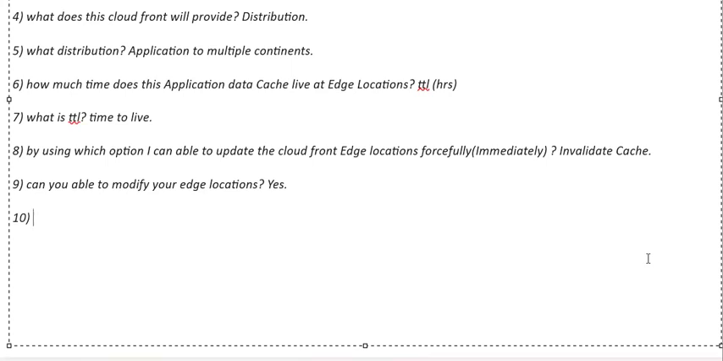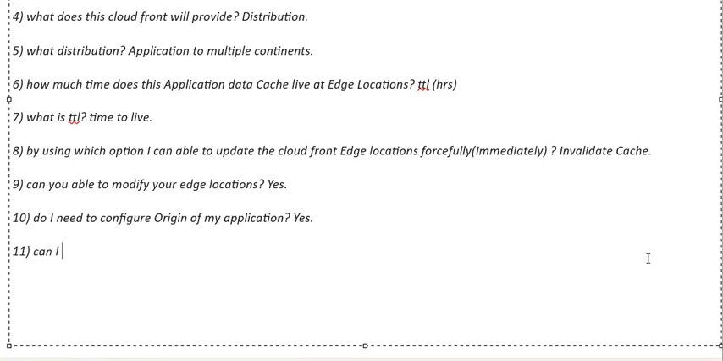While configuring my CloudFront, do I need to configure the origin of my application? The answer is yes. You must configure the origin of your application.